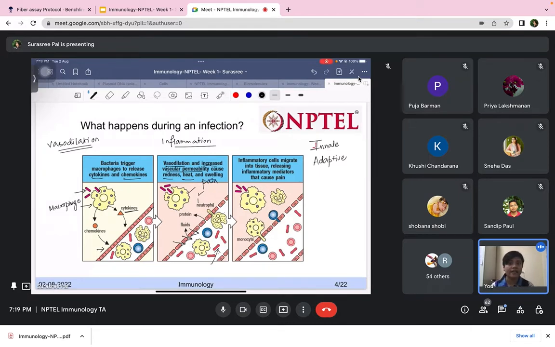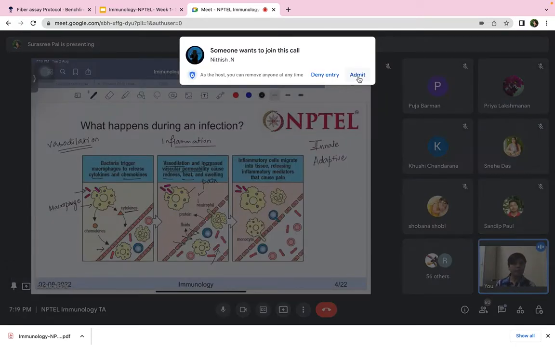Suppose there is a cut and there has been an entry of some bacteria, right? Because I told you that the skin is the protective barrier against many pathogens. But if there's a wound on the skin, the bacteria or the other pathogens will try to invade your body, your system, through that wound. And in that case, the macrophages and other cells, which I will discuss later on, which are there on the tissue, will try to protect us in this way.